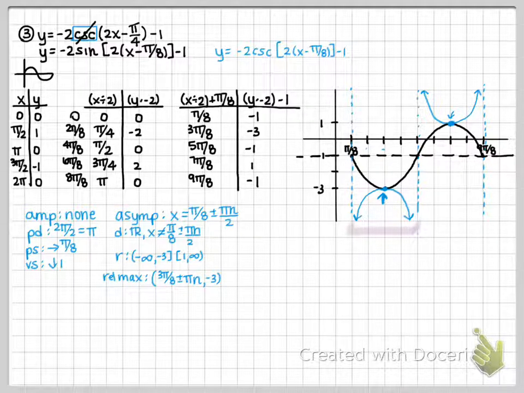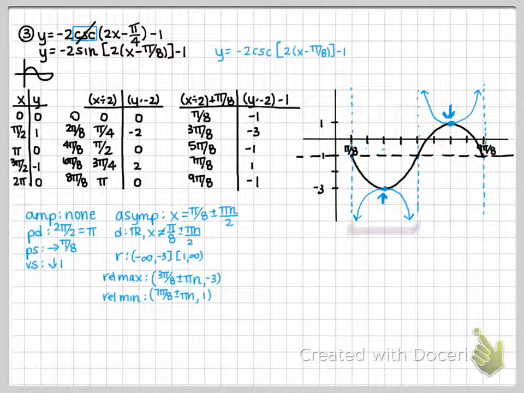Let's do my relative min. Same idea. Look for the lowest blue point in comparison to its surroundings, which is going to be this one over here. And that x value is at 7 pi over 8. We would have to see another period to see the next one, and its height is at 1.